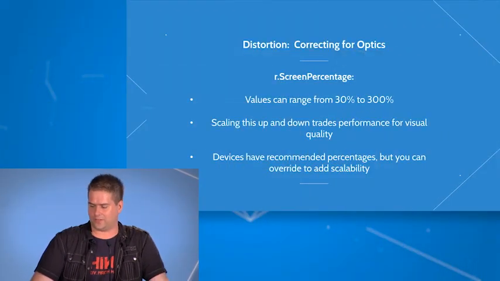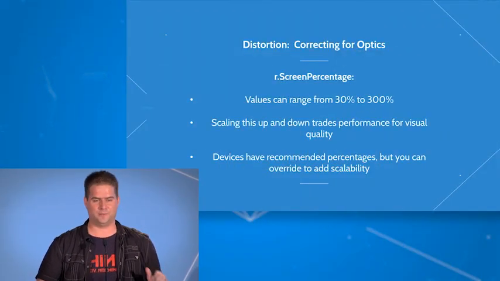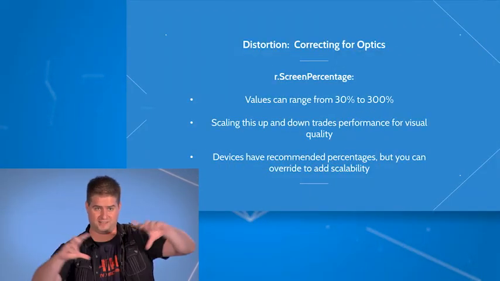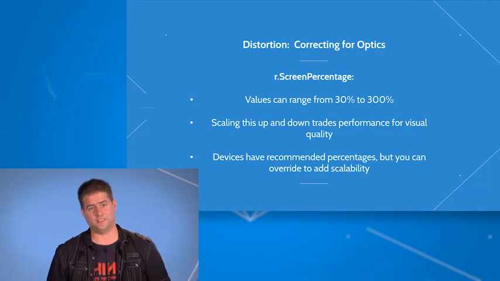But the values in Unreal Engine can range from 30% to 300%. So 30% means you're using a tiny render target and scaling up, which saves you a lot of performance, but you sacrifice visual quality. Or you can go up to 300%, which if you have a really beefy GPU, gives you a beautiful image, but the perf is obviously much higher. All the devices that Oculus has have recommended percentages, but you can override a bit to add scalability if you're willing to make those kinds of visual trade-offs.